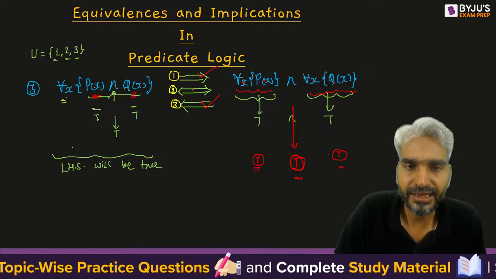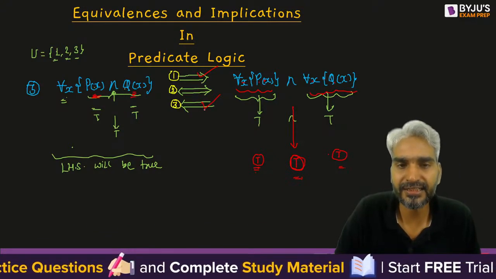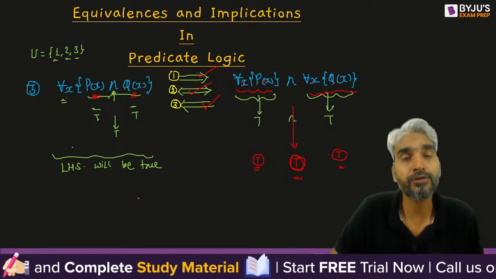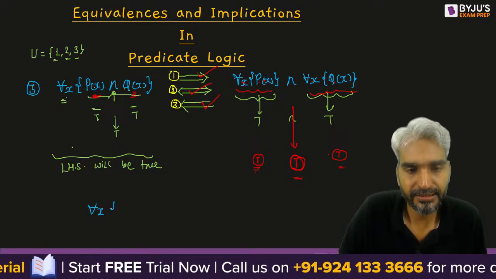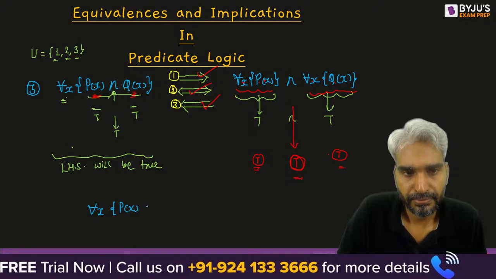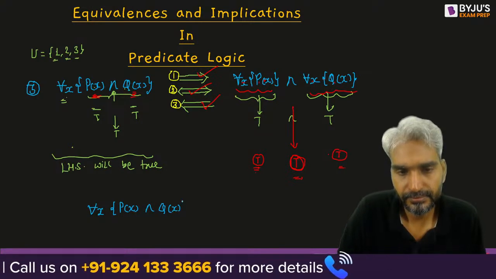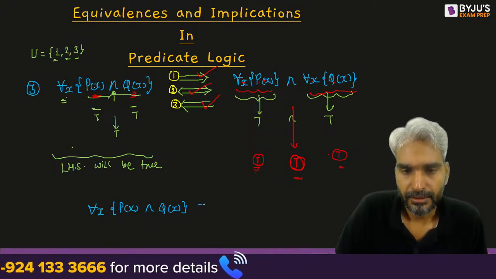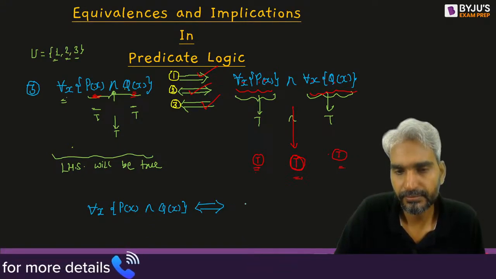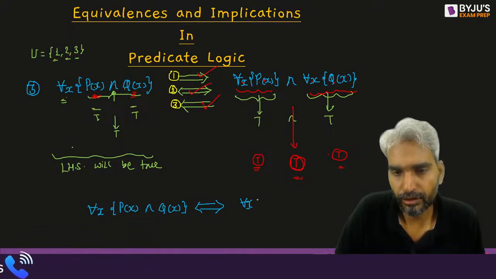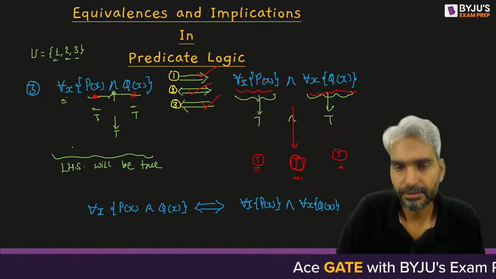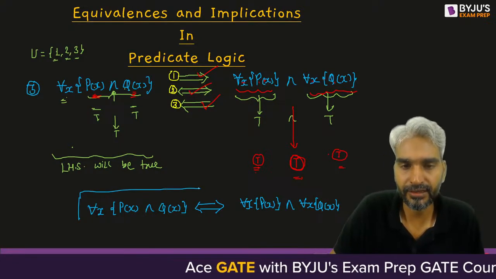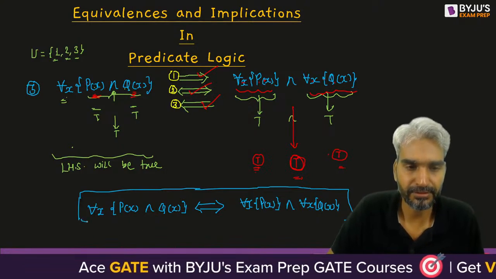So yes, we know that because LHS logically implies RHS and RHS logically implies LHS, therefore equivalence will hold true. Clear? So what is this? For all x, Px and Qx will be equivalent to for all x, Px and for all x, Qx. That's the takeaway with respect to this third example.